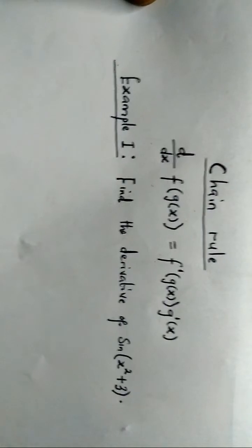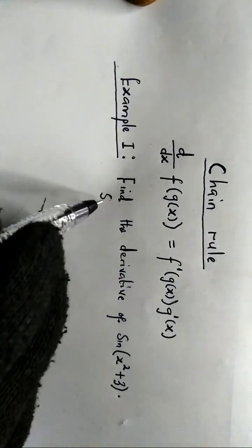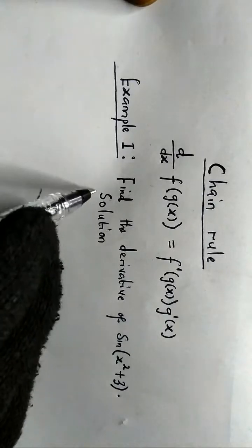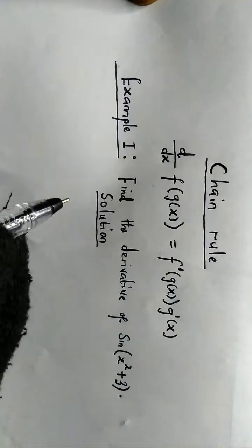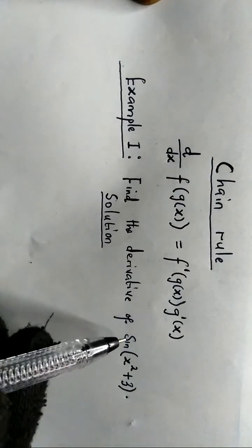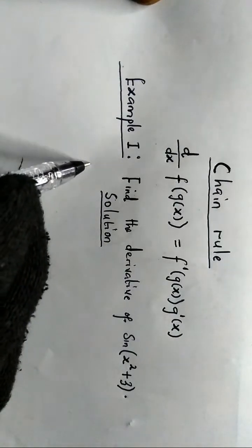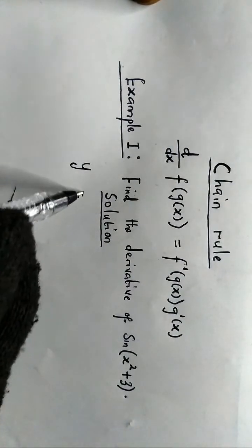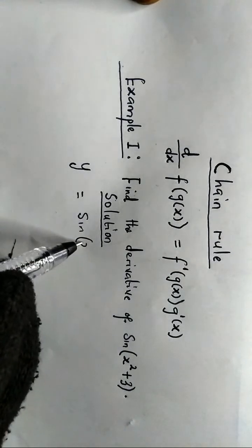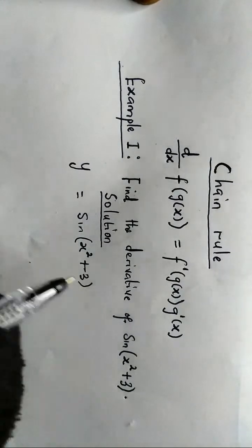Okay, now let's get started. So here, solution. We have this function that is a trigonometric function, right? So we're going to let y equal the sine of x squared plus 3, right?